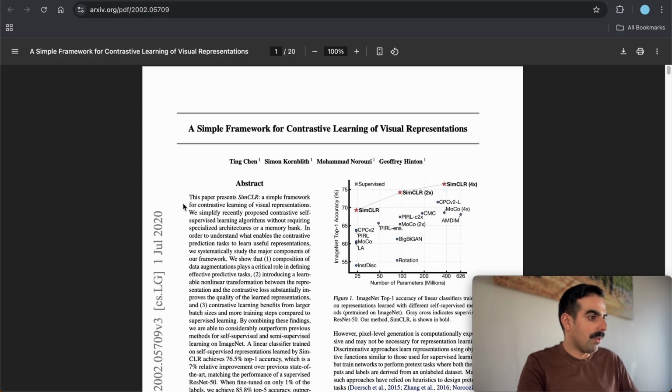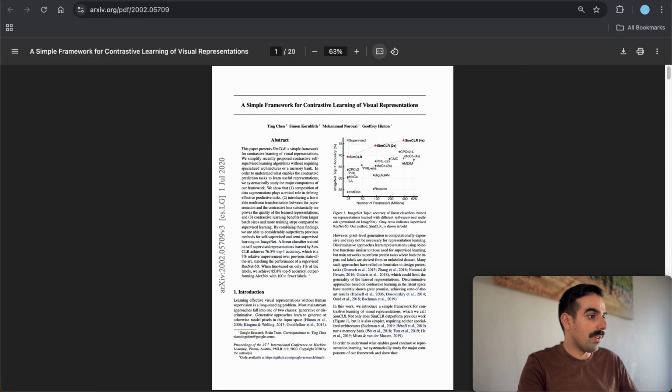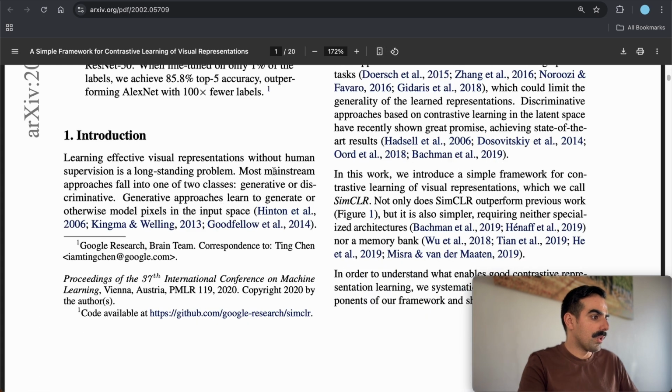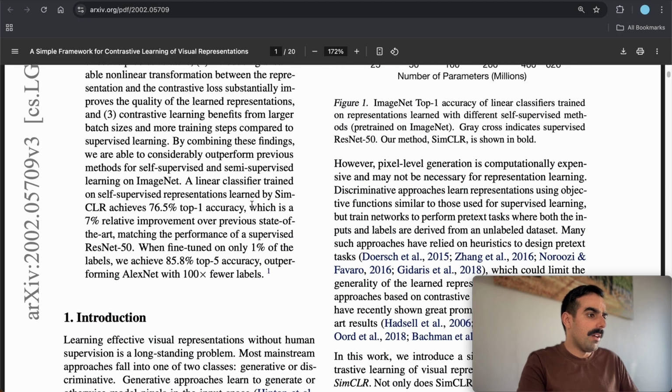Another important part of the introduction is the categorization of the literature. Most mainstream approaches fall into one of two classes, generative or discriminative. Generative approaches learn to generate or otherwise model pixels in input space. However, pixel level generation is computationally expensive.